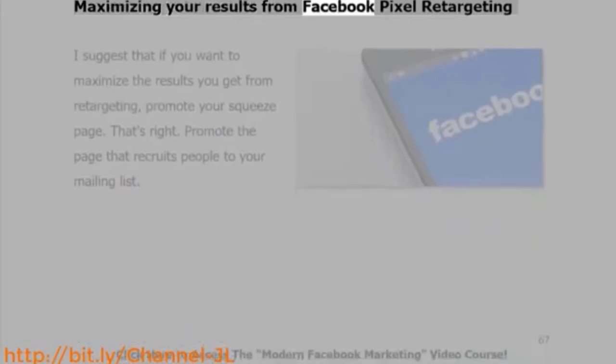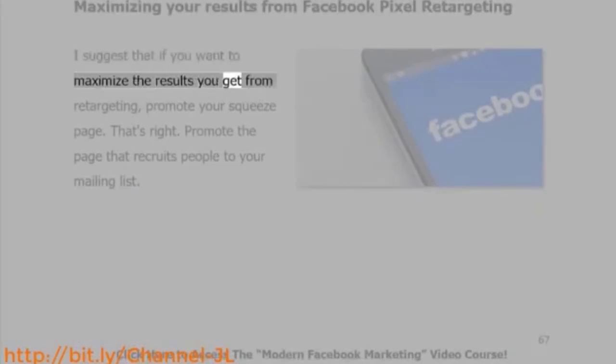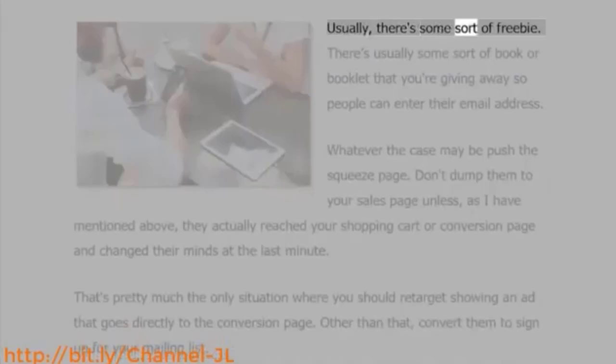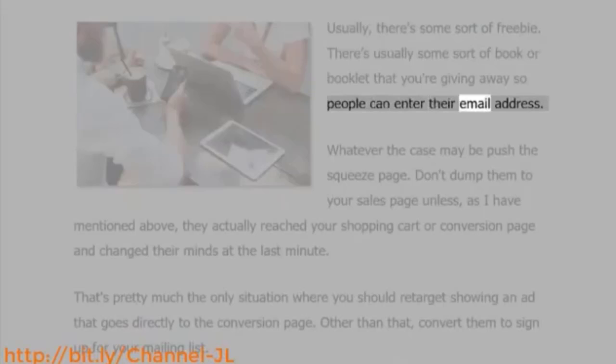Maximizing your results from Facebook pixel retargeting. I suggest that if you want to maximize the results you get from retargeting, promote your squeeze page. That's right. Promote the page that recruits people to your mailing list. Usually, there's some sort of freebie. There's usually some sort of book or booklet that you're giving away so people can enter their email address. Whatever the case may be, push the squeeze page.